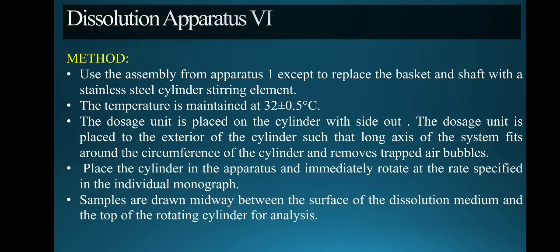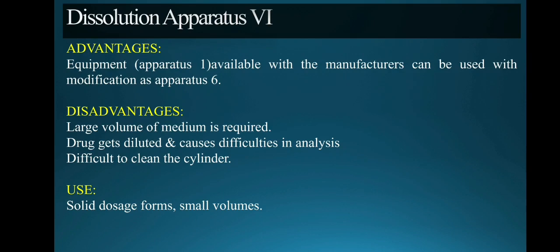we have to place the cylinder in the apparatus immediately and rotate it at a specified speed as per individual monograph. Then samples are drawn midway between the surface of the dissolution medium and the top of the rotating cylinder for analysis. The advantages include that it is a modification of apparatus 1. Disadvantages include that a large volume of medium is required, drug gets diluted and causes difficulties in analysis, and it is difficult to clean the cylinder. It is mostly used for solid dosage forms and small volumes.